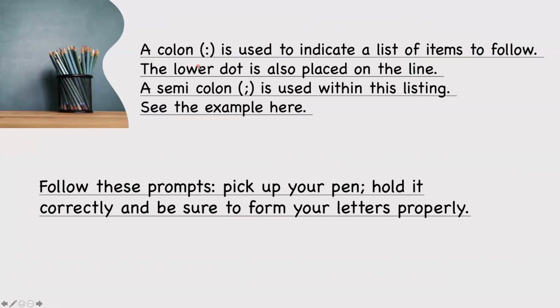A colon is used to indicate a list of items to follow. The lower dot is also placed on the line. A semicolon, that's a dot and a comma, is used within this listing. See the example here. Follow these prompts: pick up your pen; hold it correctly and be sure to form your letters properly.